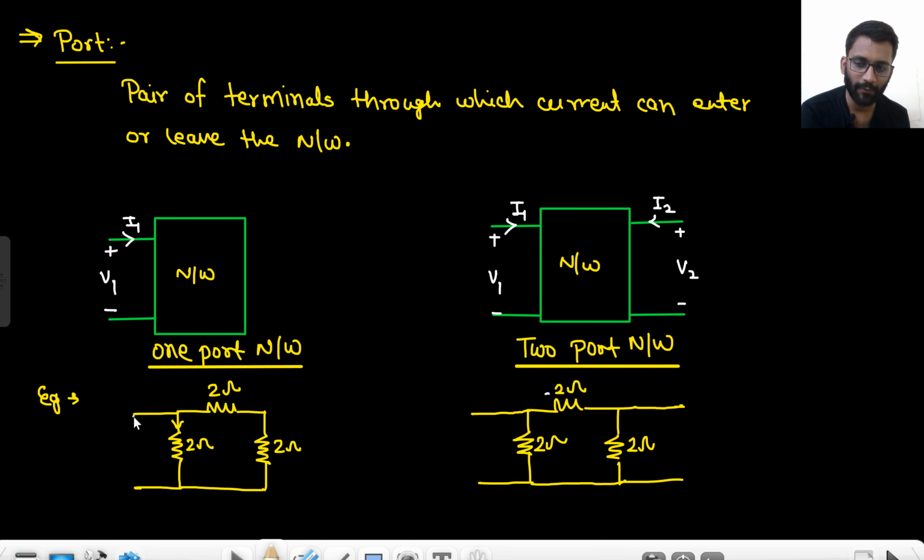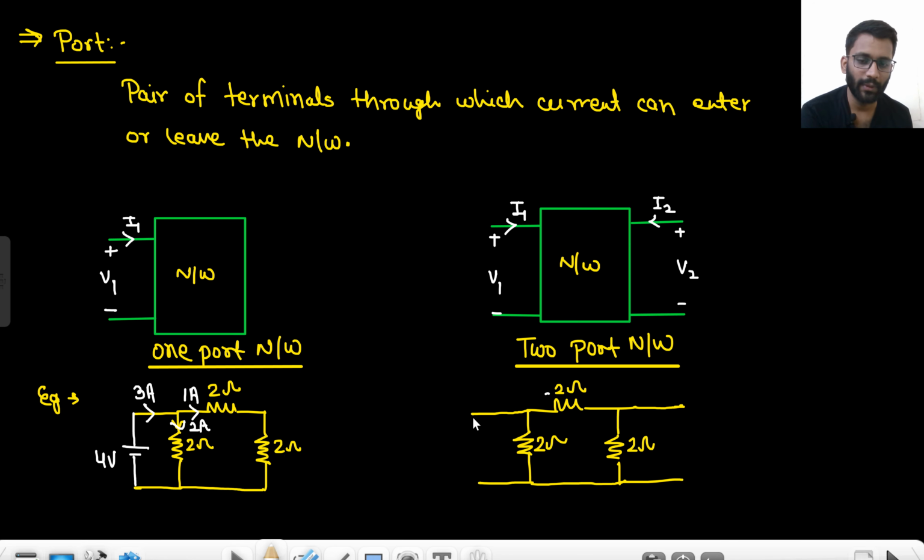Let's just take this example. Let's just assume I apply a 4 volt battery here. So tell me what will be the value of this current? How can you do this? If this is 4 volt, there will be 2 ampere current, and here we will have 4 and 4, so here we will have 1 ampere current. So the current here would be 3 ampere.